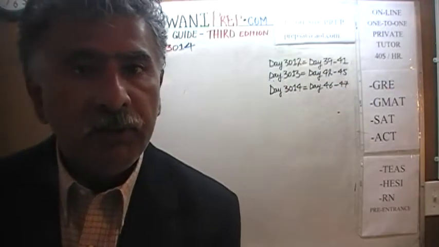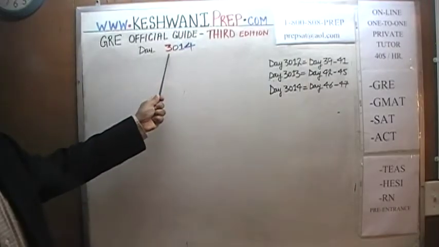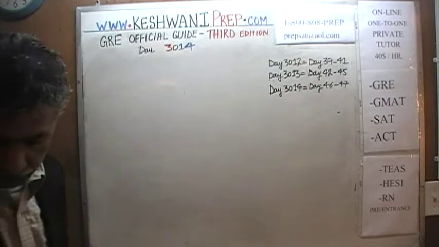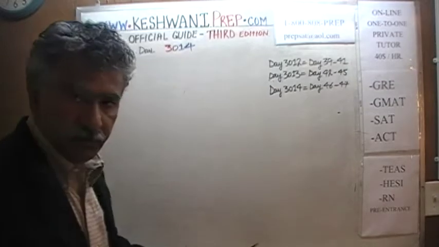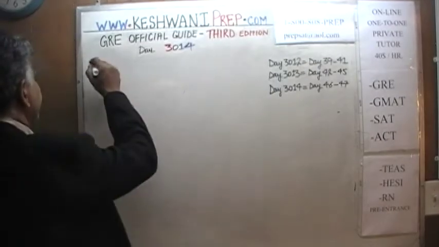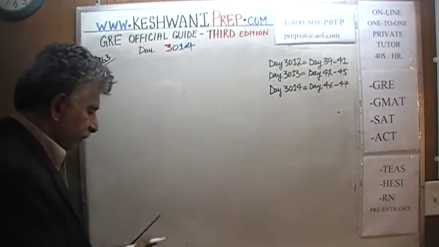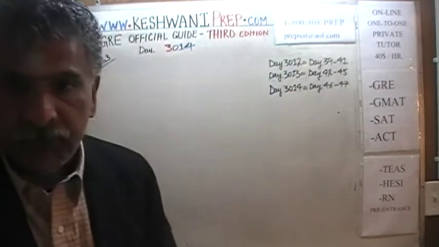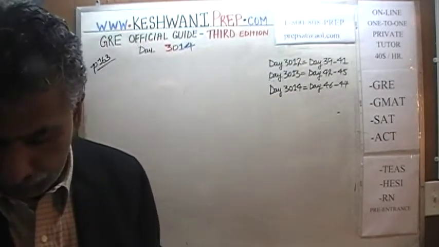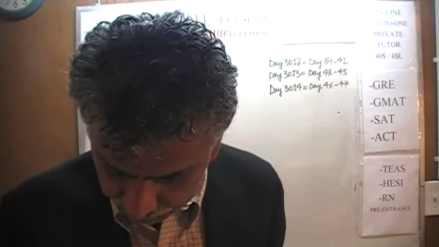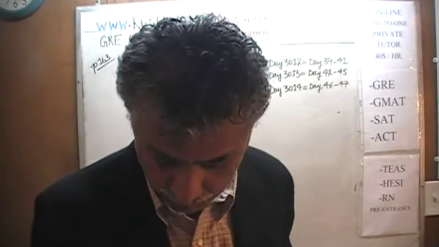Today is our lesson number 14. Lesson number 14, it says 3014, 3 stands for the third edition, day 14. And we are on page number 163. Please turn to it, make sure the book is in front of you, otherwise it will be difficult for you to follow the work. On page 163, we are looking at problem number 11.